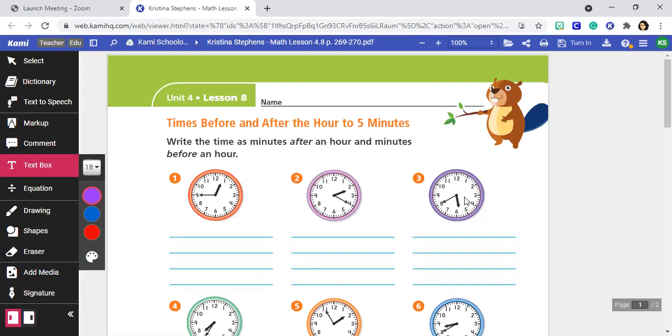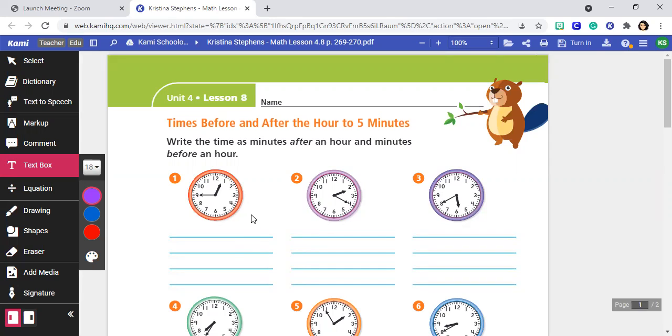Today, what we're going to be doing is investigating times before and after the hour, and we're going to be very precise down to 5 minutes in this part of our lesson. So you can write the time as minutes after an hour and minutes before an hour.